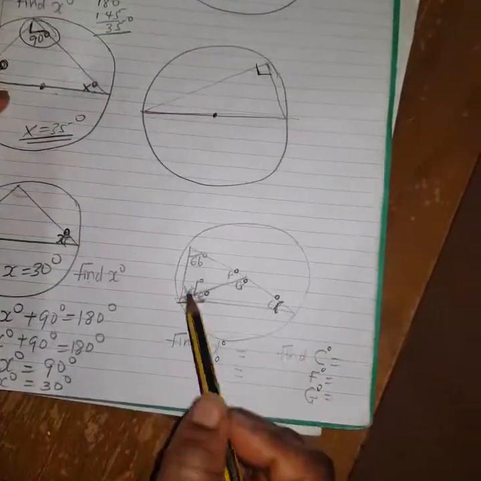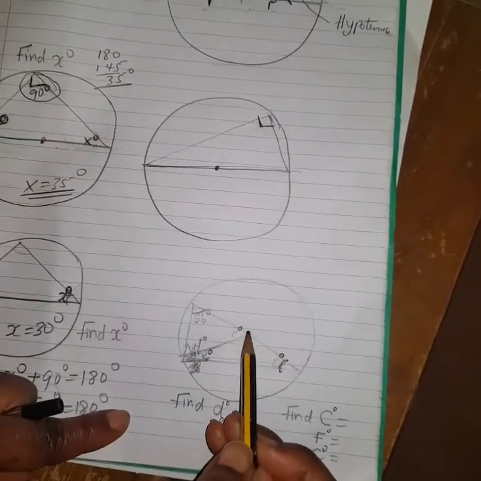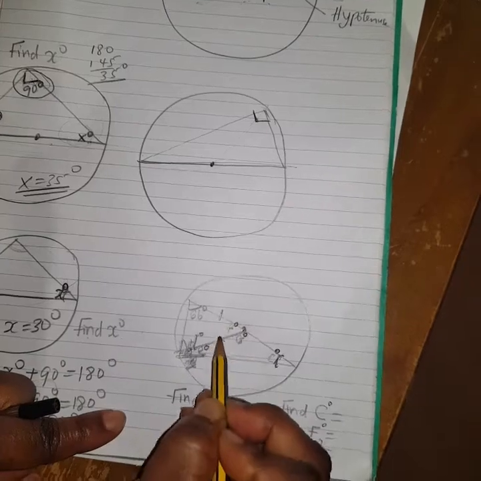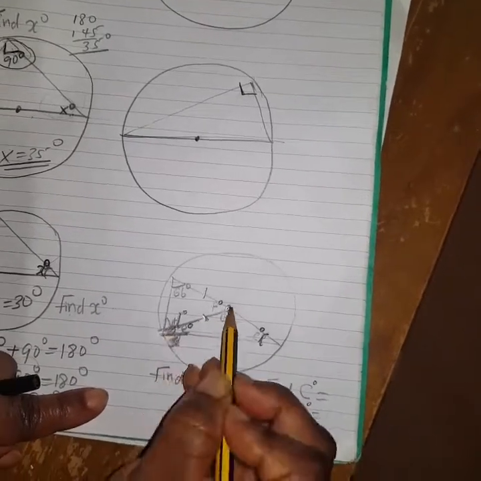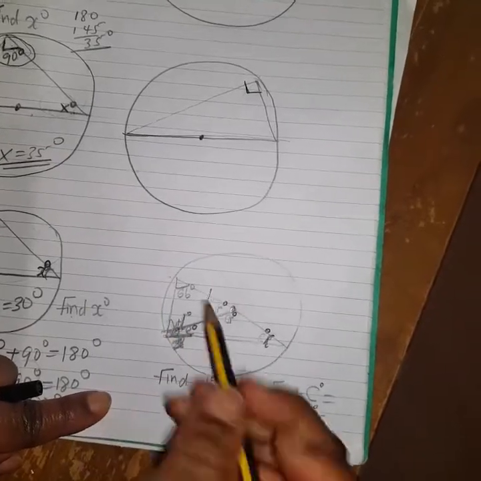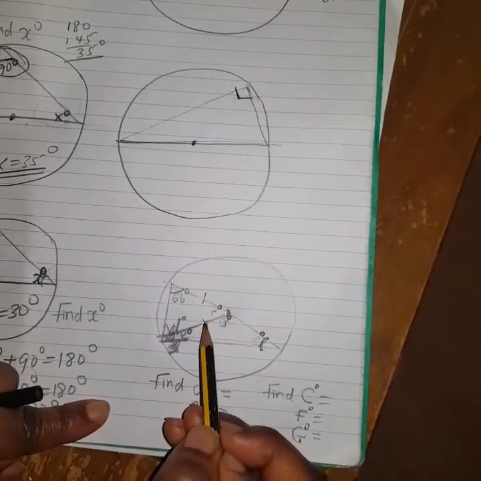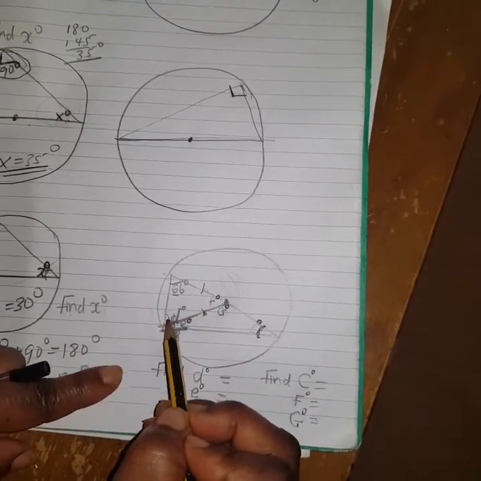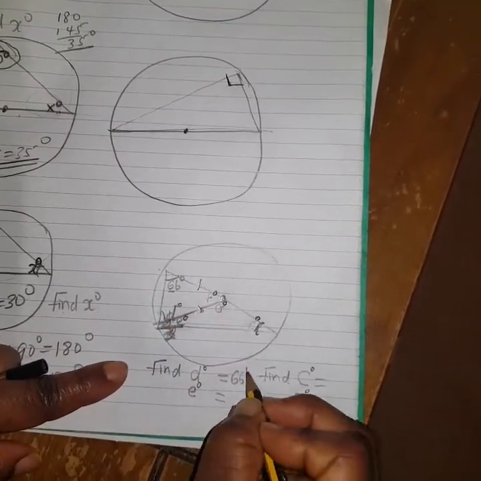Now, if you look at this one here, this is a radius. You can clearly see that from here to here, that's a radius, and that's another radius. It changes this into an isosceles triangle, like I said before. The base angles of an isosceles triangle are equal. So if this is 66, then this D automatically is 66 degrees.